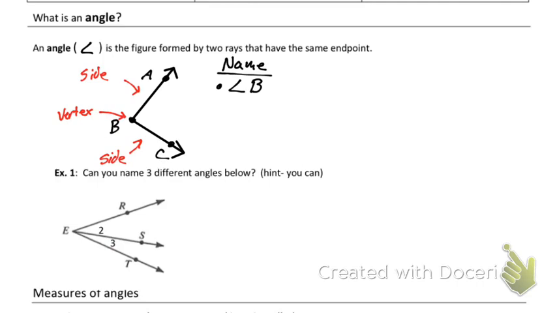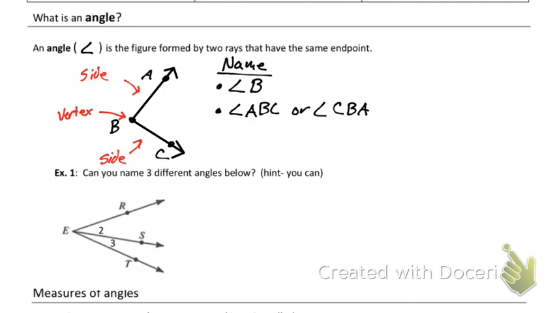Using all 3 named points here. So I have an A, a B, and a C, and we can either do it in that order, A, B, C, or we can label it C, B, A. Your vertex must be in the center.